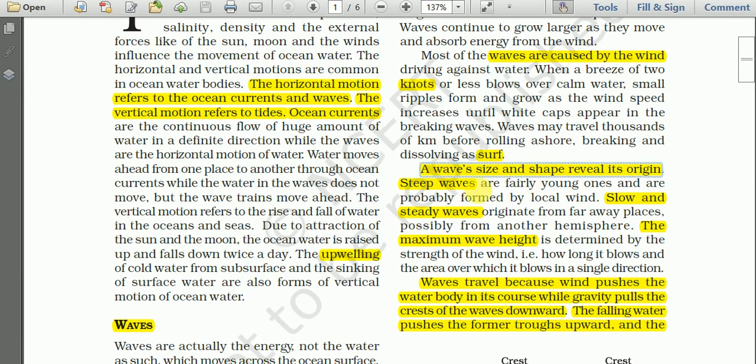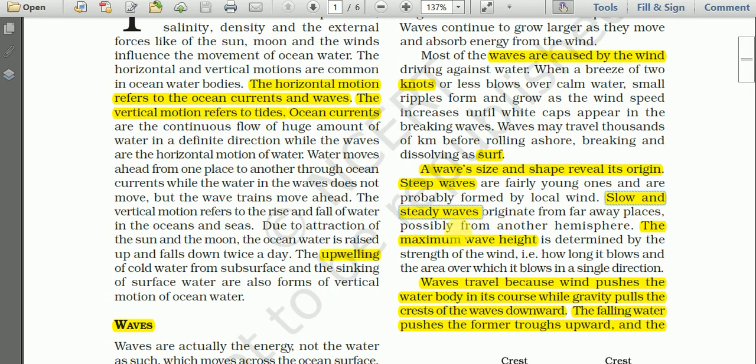And a wave's size and shape reveal its origin. That means the size and the shape of the wave tells its origin, how it was originated. Steep waves are fairly young ones. Steep waves imply the waves are young and probably formed by local wind. And slow and steady waves originate from faraway places. If you see a slow and steady wave, it implies that it originated from faraway places.